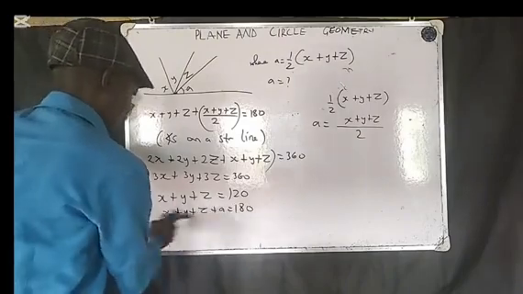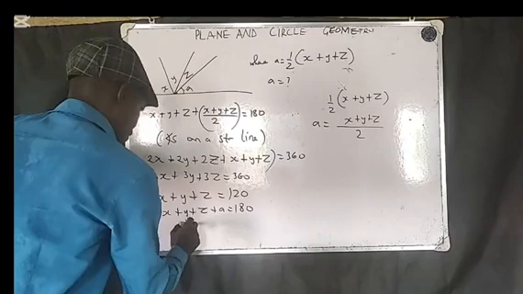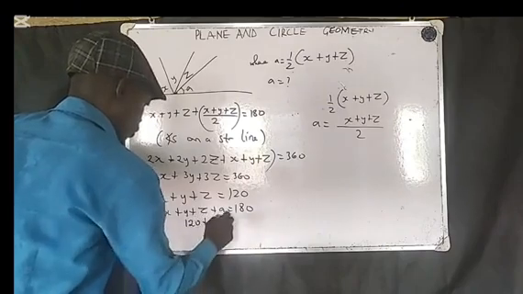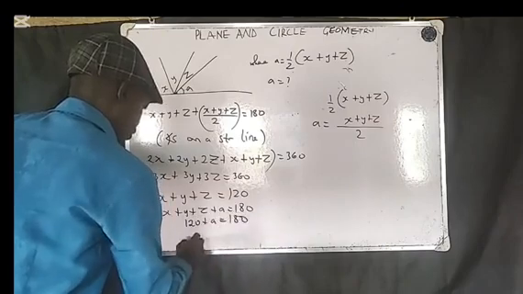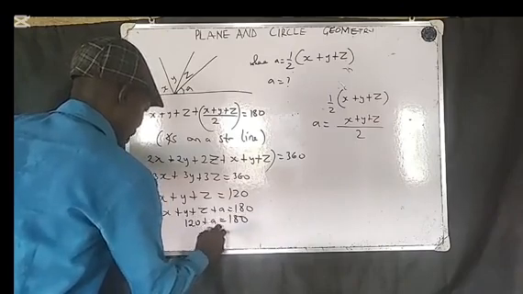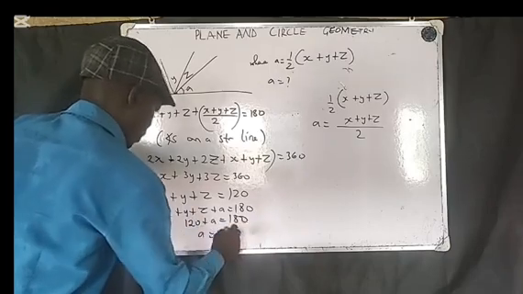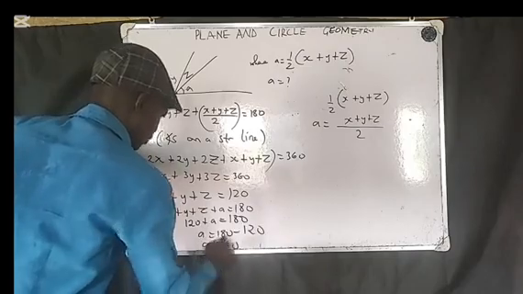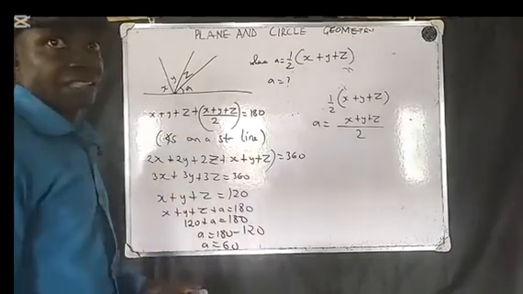And this is already 120. So I'll write 120 plus A equals 180. So A equals 180, this one is coming here, minus 120. A equals 60. So the value of our A is 60.